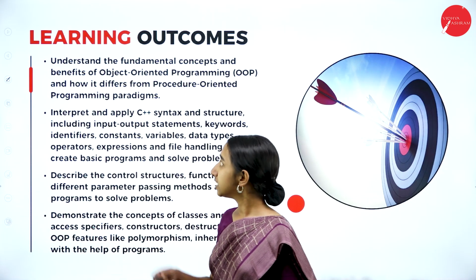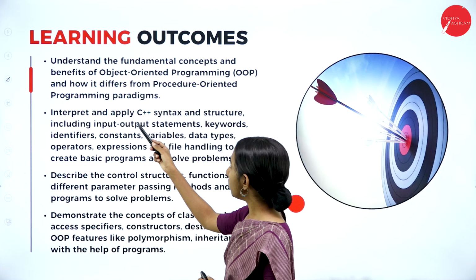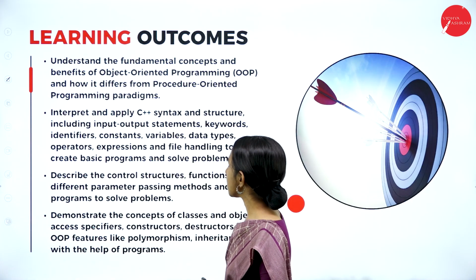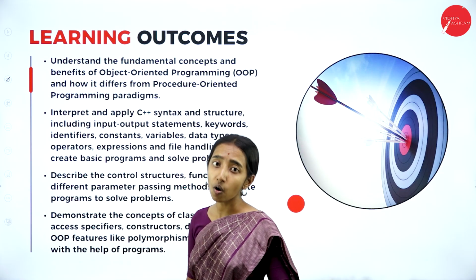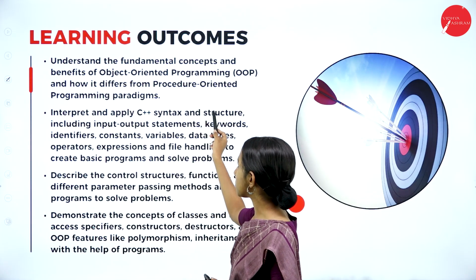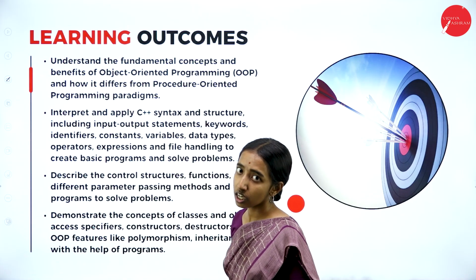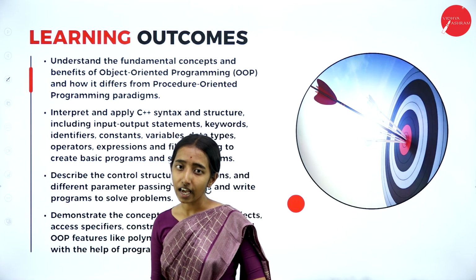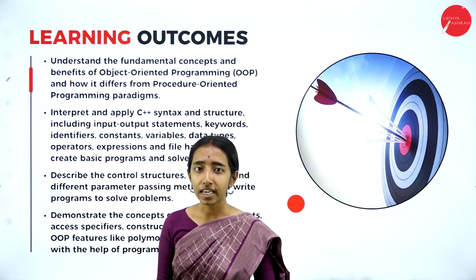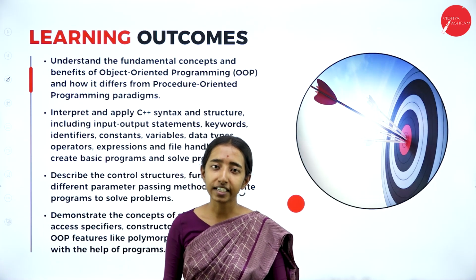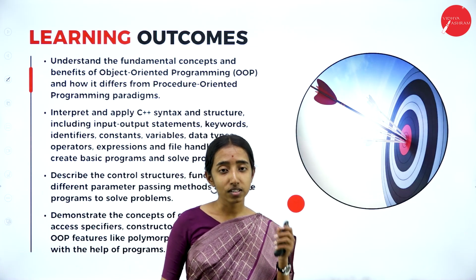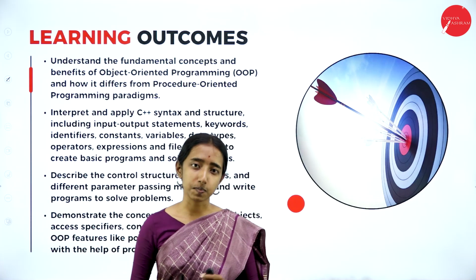So what is the learning outcome? We will be able to understand the concept and the benefits of object-oriented programming and how it differs from procedure-oriented programming. So, the main thing about this is we can differentiate between procedure and object-oriented programming. That is how C differs from C++.